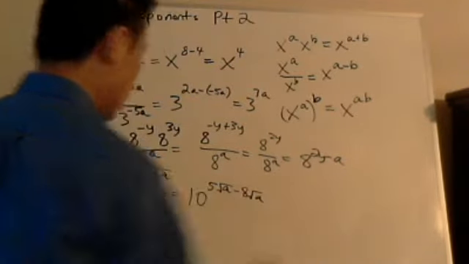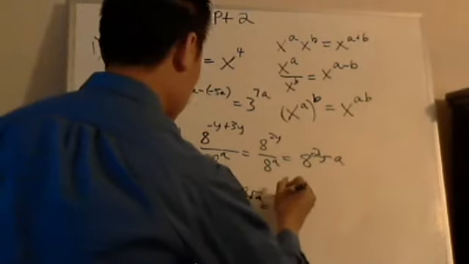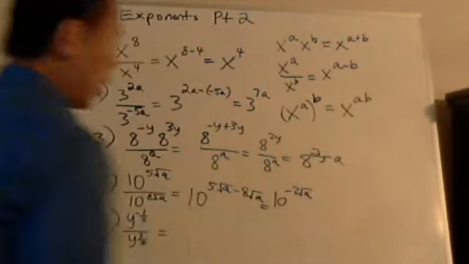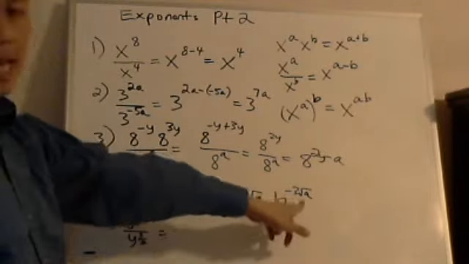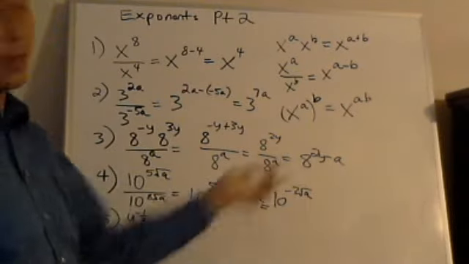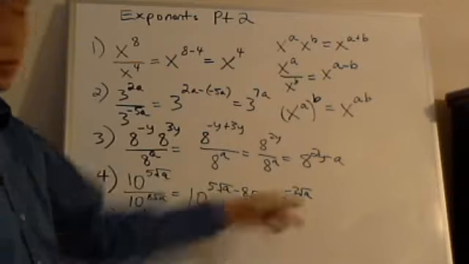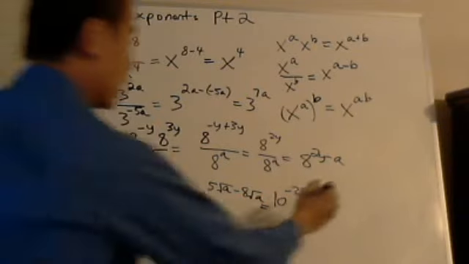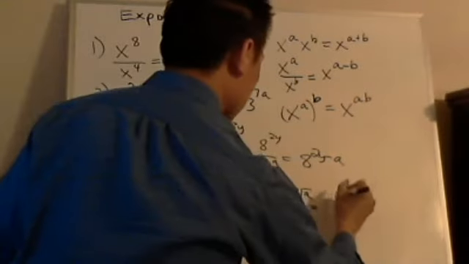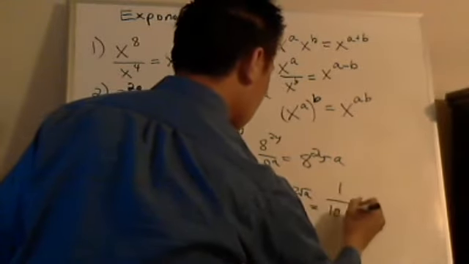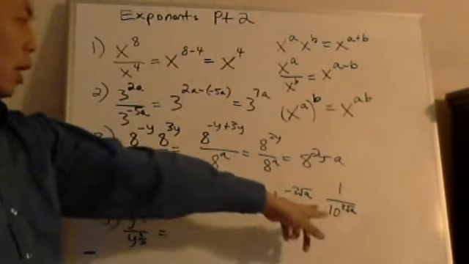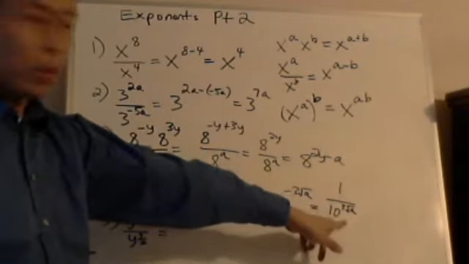minus 8 root a, okay? So you get 10 to the negative 3 root a. But I don't know if you've learned this, you can't really have a negative exponent. Let's just say they do accept it. The answer is 10 to the negative 3 root a. But if they don't allow a negative exponent, all you do is just what? You flip it over, right? And we'll just get 1 over 10 to the 3 root a power.